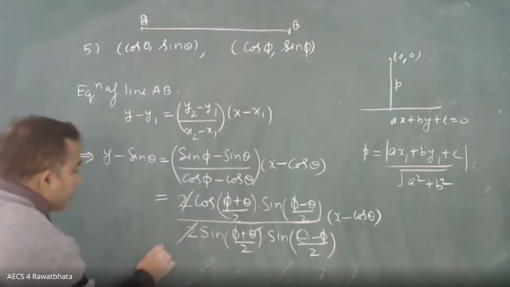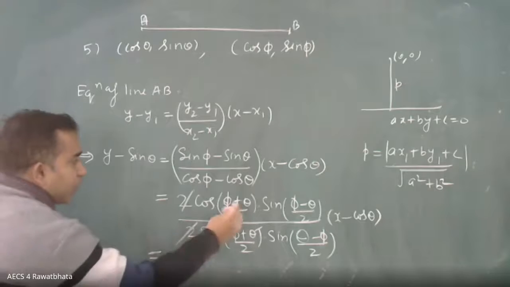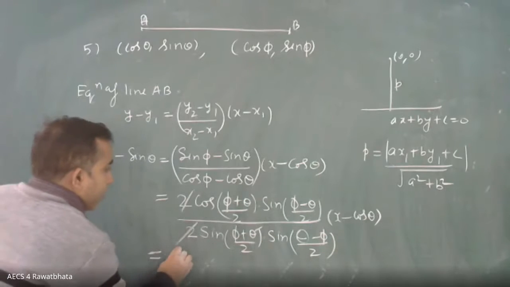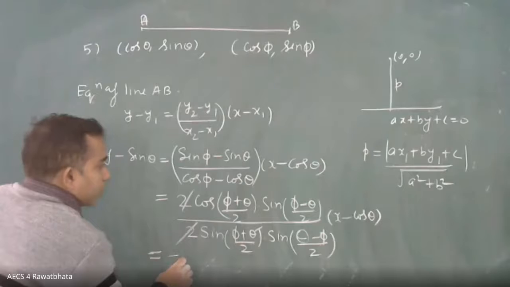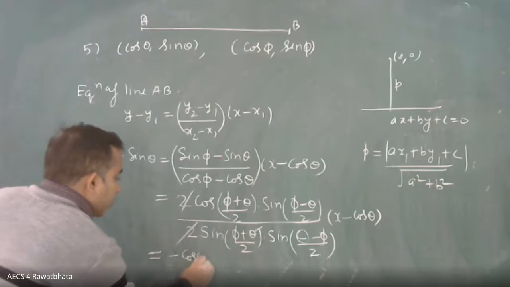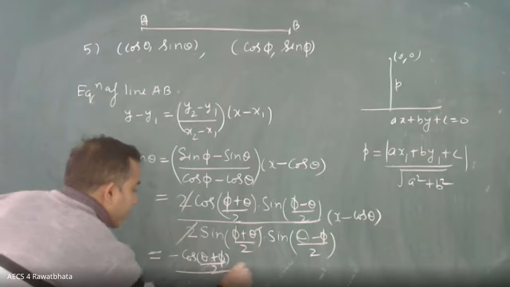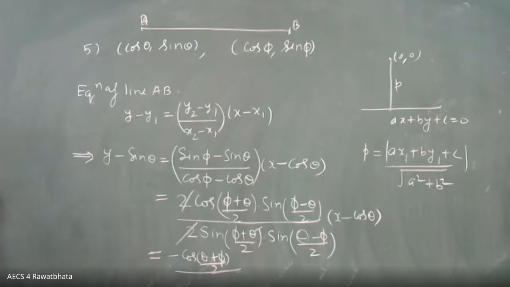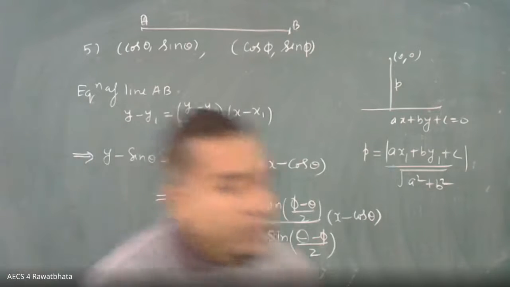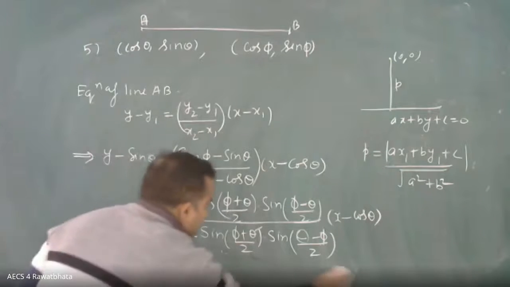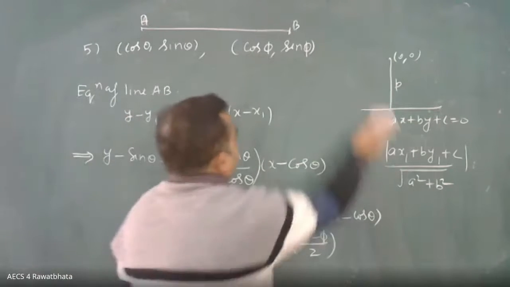So this is going to be minus cos theta plus phi whole upon 2, whole upon... it may not be visible, board clear कर रहा हूँ.